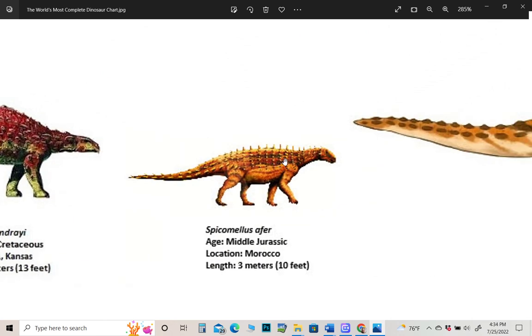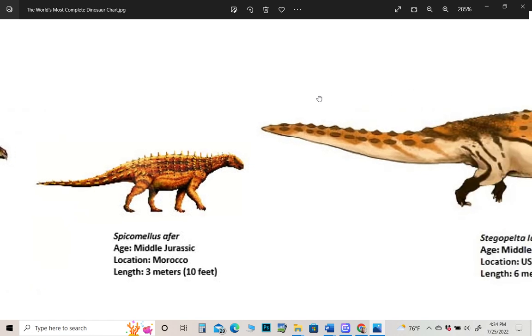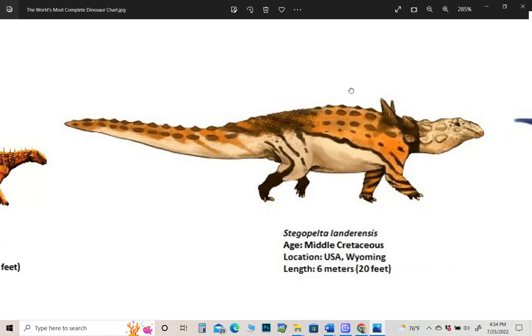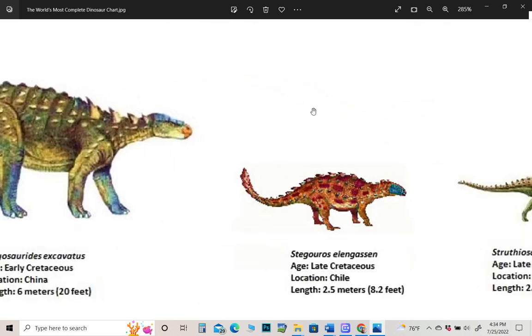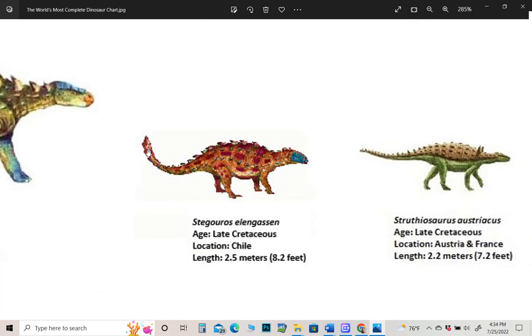This one has spines that are actually connected to the rib cage themselves. These are not scutes. These are actually extending from the ribs themselves. Stegopelta, Stegosauroids, Stegurus, which is another unique one. This one has a tail club, but it's not a normal tail club.